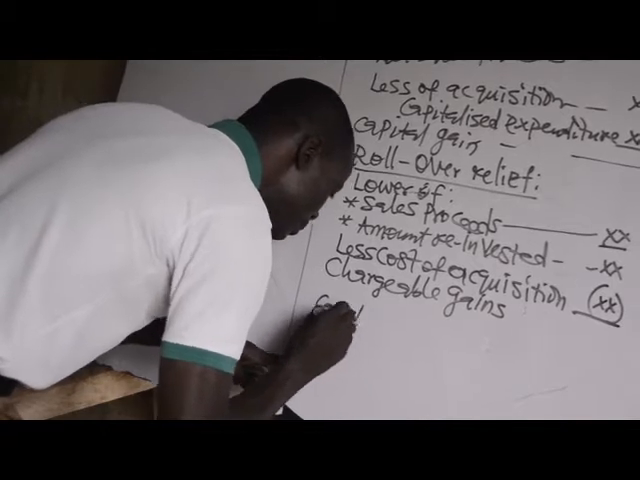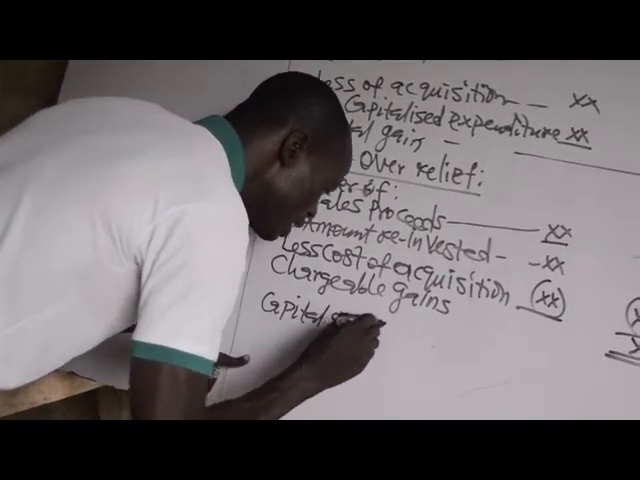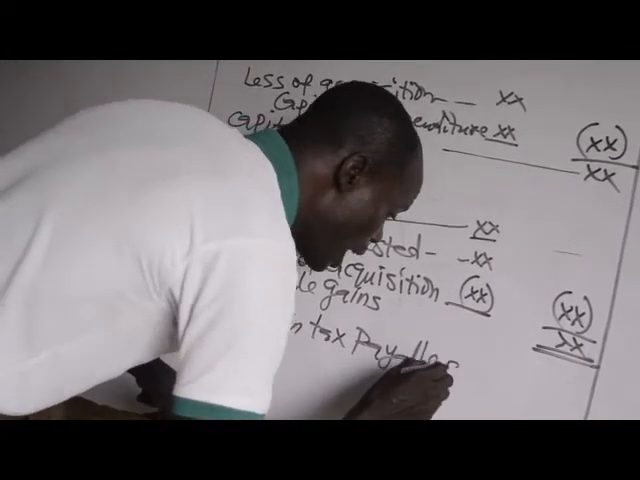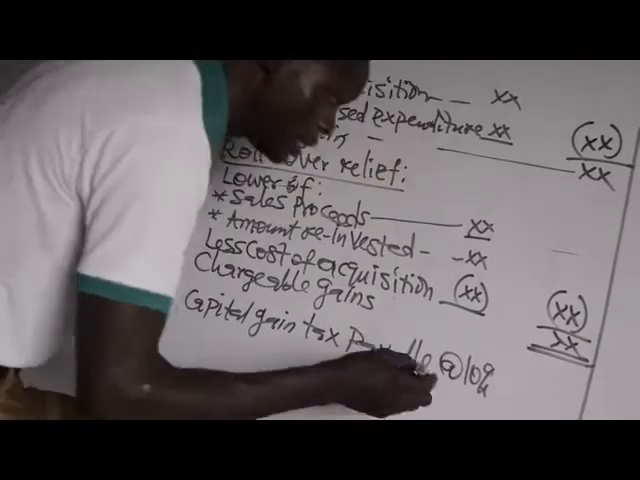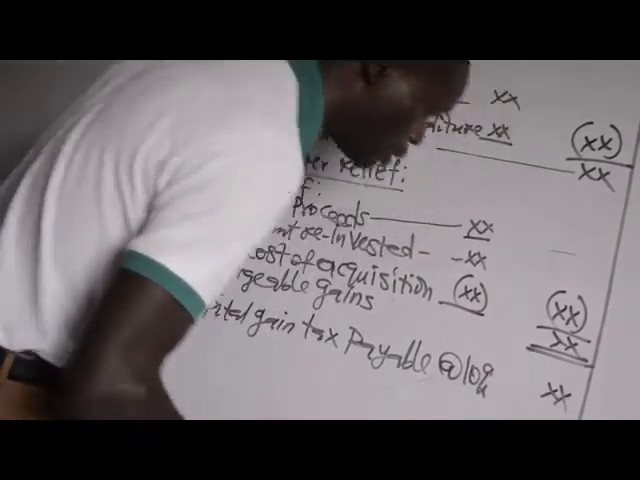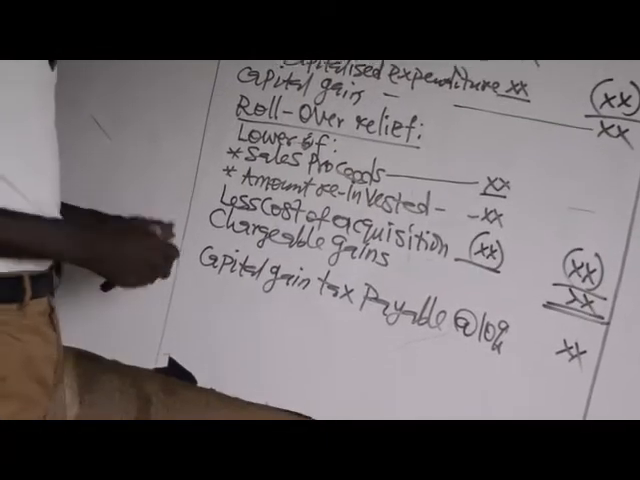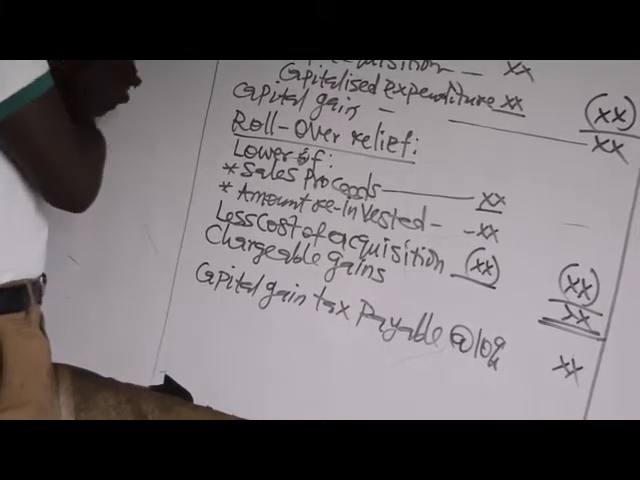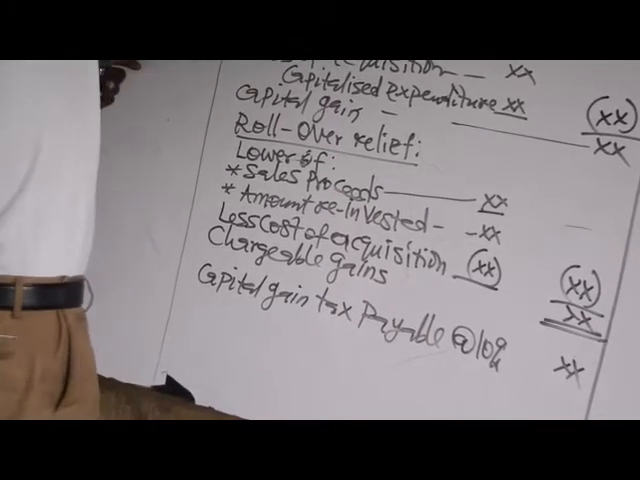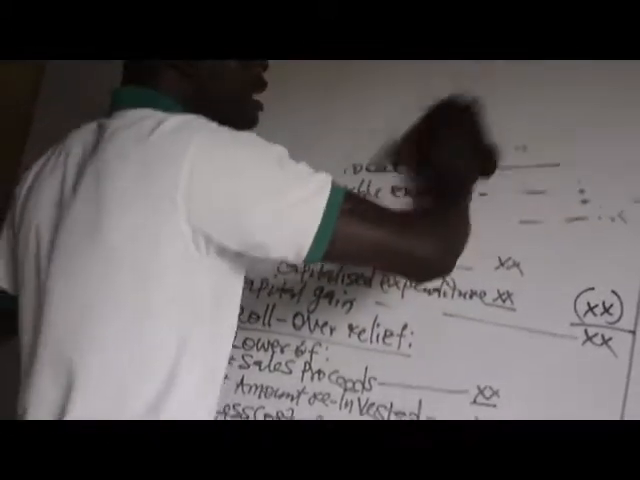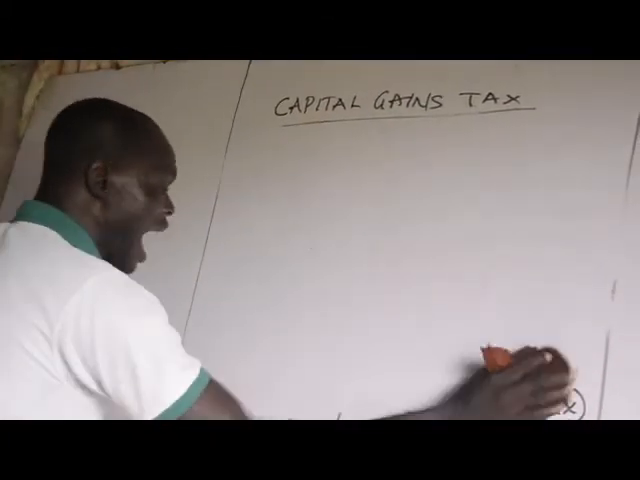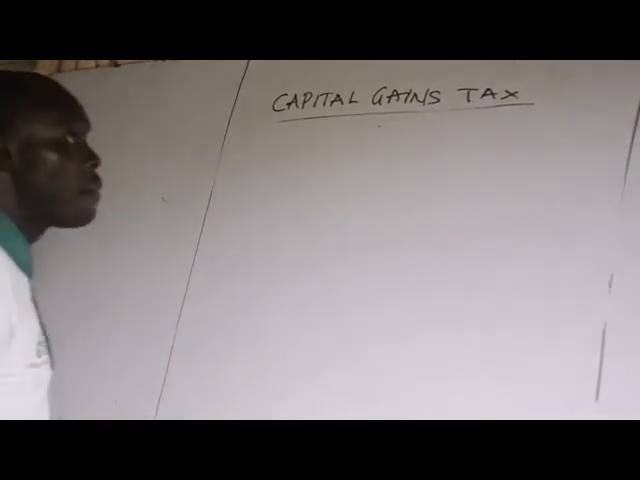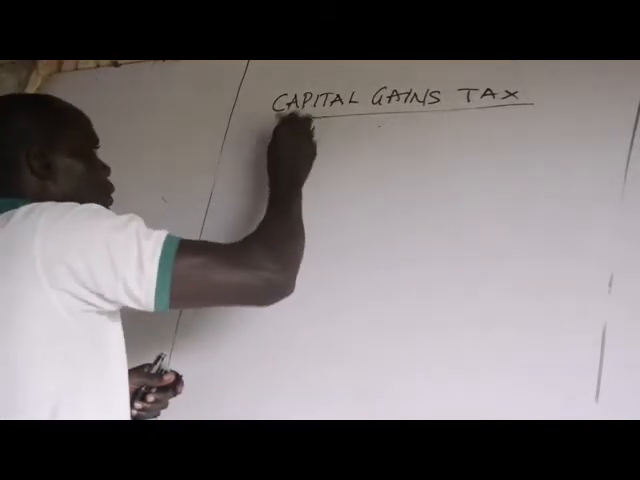Capital gain tax payable. The capital gain tax is currently at 10%. 10% of this will give you the amount of capital gain tax payable for the year of assessment. Before I take a worked example, I want to examine the expenses that are allowable and those expenses that are not allowable for capital gain tax purposes.